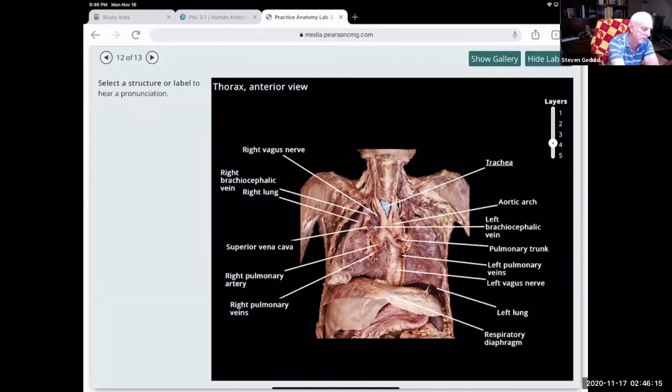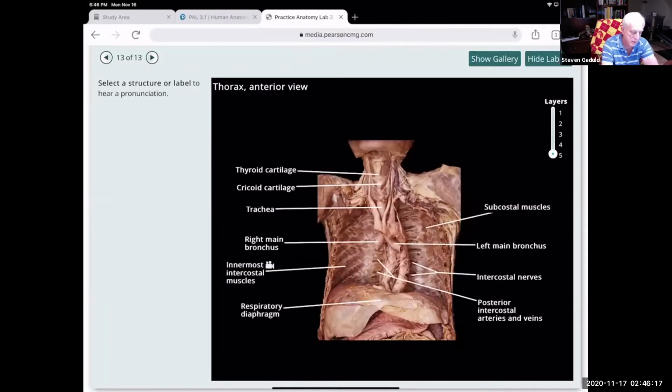One more layer. And you can see the thyroid cartilage. Below the thyroid cartilage is the cricoid cartilage. So there's your thyroid cartilage, again like a butterfly shape, like the thyroid gland. It's cartilage that protects and covers over the thyroid gland. The cricoid cartilage is below that. Then you can see the trachea exposed.